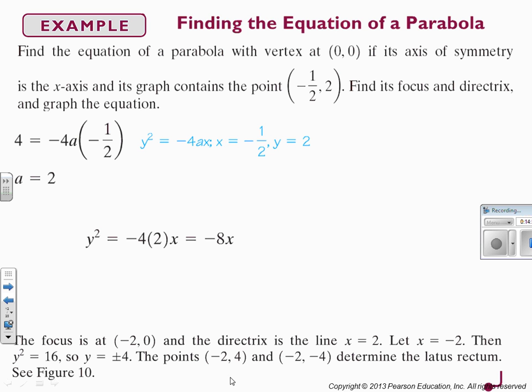When we let x = -2, we get y squared = 16, so y is ±4. So the latus rectum is at -2, 4, and -2, -4.